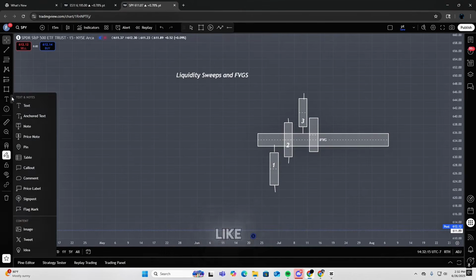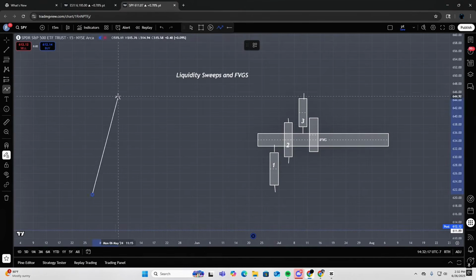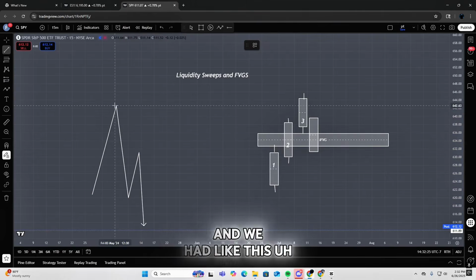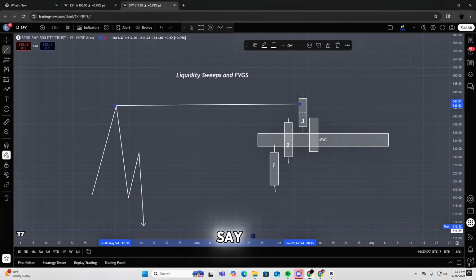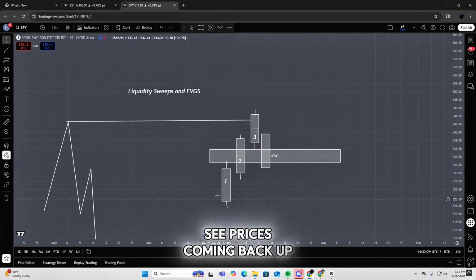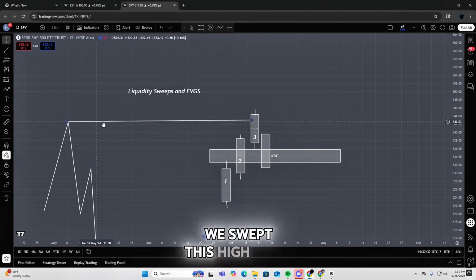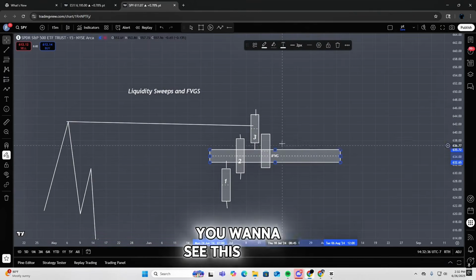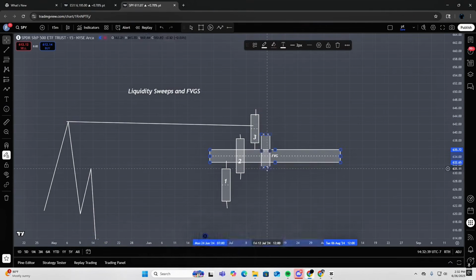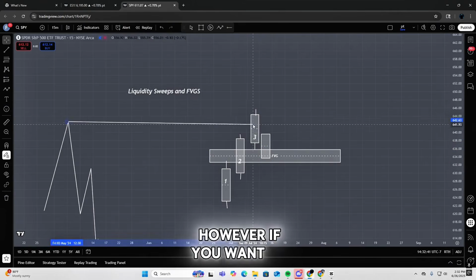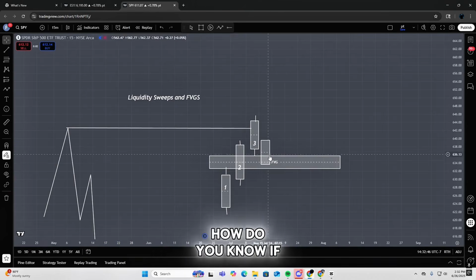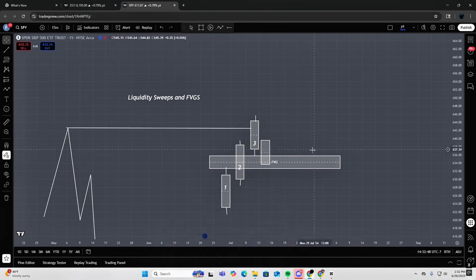So let's say price was up here, like this was price before, and we had this high marked out. Say we eventually came back up, see price coming back up, we swept this high, right? For this to be a confirmation of the reversal, you want to see this bullish fair value gap get inversed. However, if you want to see the upside, you want to enter here and continue to the upside. How do you know if it's going to continue higher or continue lower?